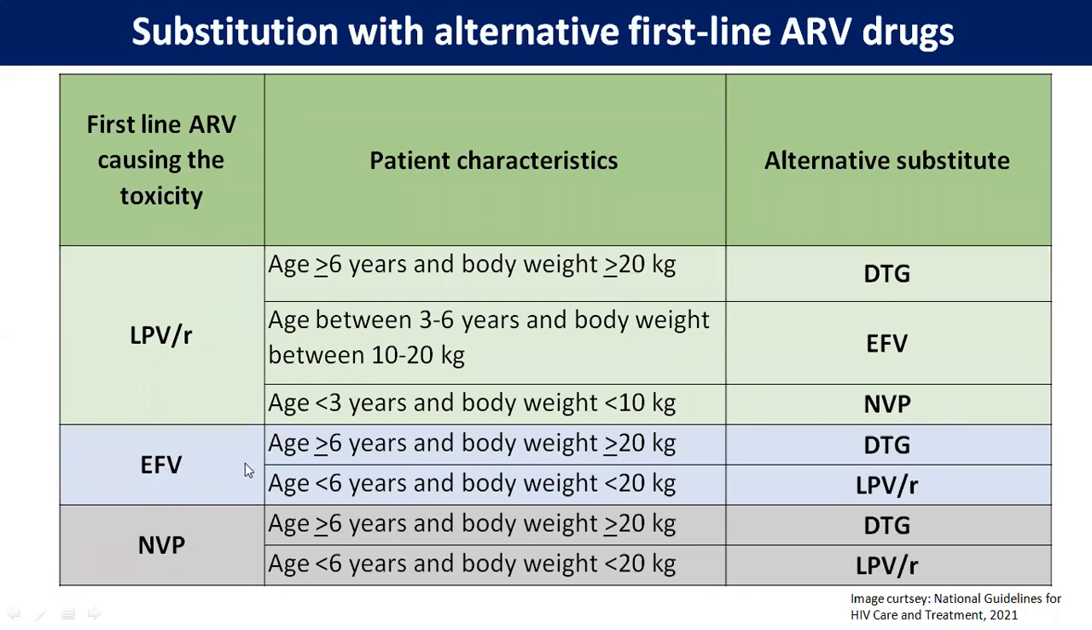In case of efavirenz toxicity, though it's not more common everywhere, as efavirenz is gradually withdrawing from the program, so there are no more cases; you might not get this type of disease. If more than 6 years, body weight more than 20 kg, and there's efavirenz toxicity, directly go for DTG. But where you cannot give DTG because age is less than 6 years, less than 20 kg, go for lopinavir. And in case of nevirapine, again, you follow the same chart, either DTG or lopinavir, according to the weight and age criteria.